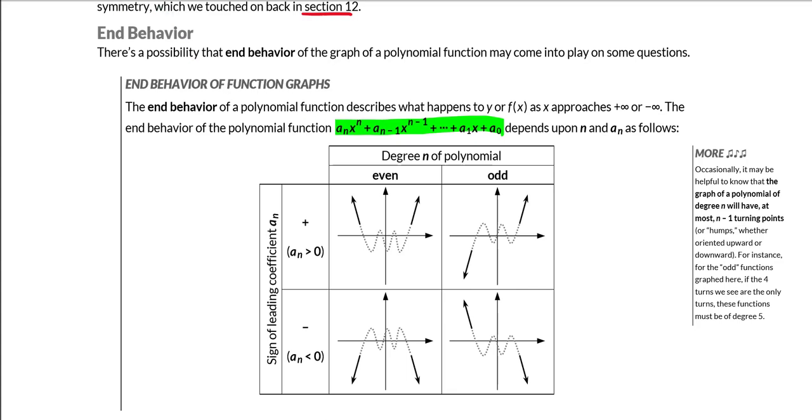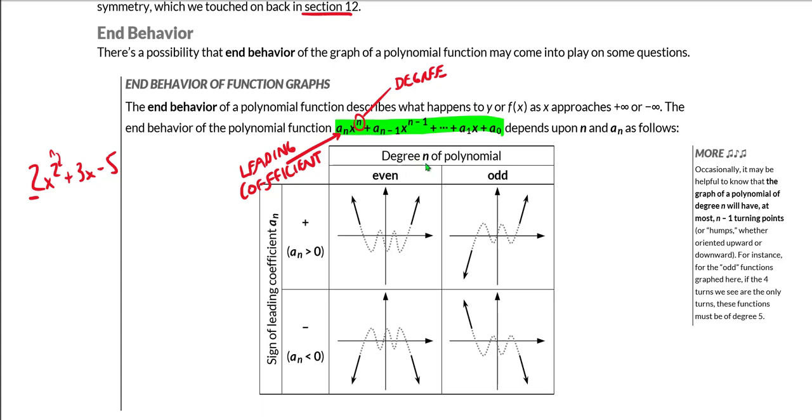So for instance, in a quadratic, let's say 2x² + 3x − 5. So that would be our a sub n. This would be the n exponent. A quadratic is obviously a polynomial of degree 2. So again, there's the degree of the function, and there's what we call the leading coefficient. And end behavior will depend on those two things. It will depend on the leading coefficient and the degree of the function.